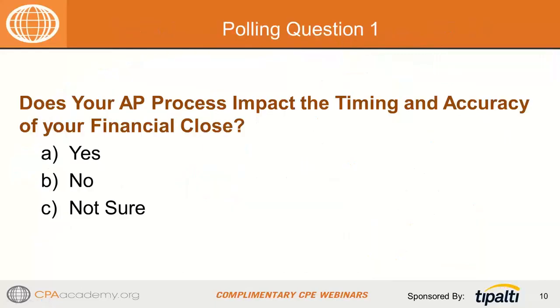All right, we have our first polling question coming up, and we are going to have 4 of these polling questions. The poll is open, and the question is, does your AP process impact the time and accuracy of your financial close? Are they a culprit somewhere and a bottleneck for your closing process? So the selection of answers is yes, no, or not sure.